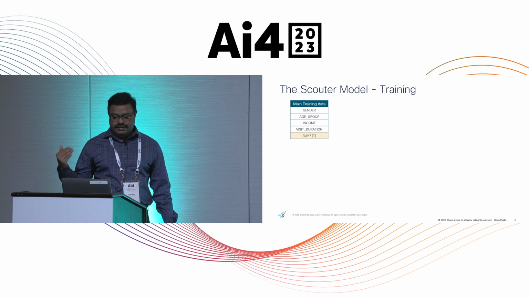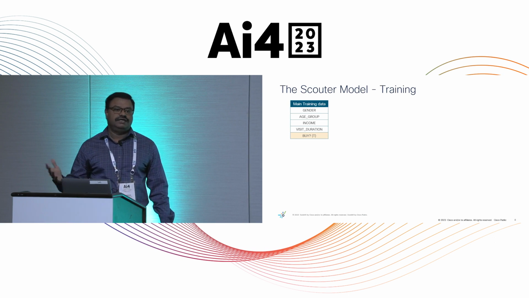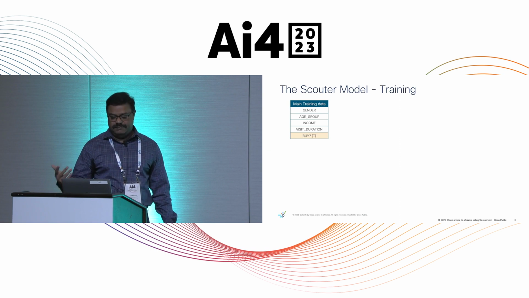So you're looking at gender, age group, income, and visit duration as the features, and buy, yes or no, as the target. So these are like 4 feature variables and 1 target variable. And you will build your main model by the usual means that I believe everyone is familiar with.